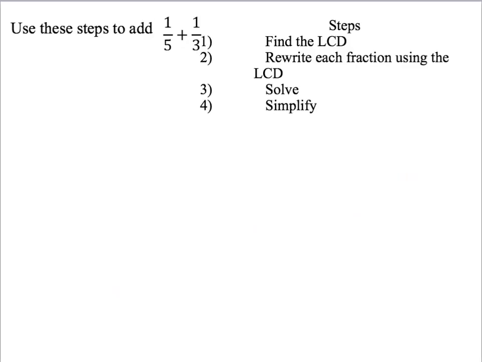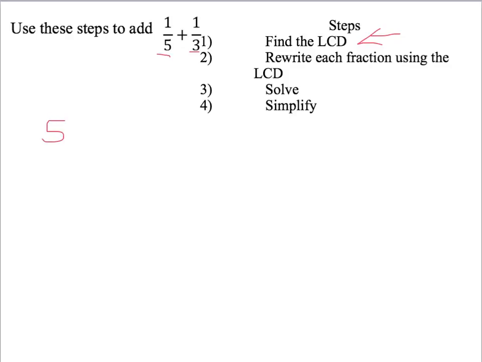Now we're going to use our steps. Find the lowest common denominator, rewrite each fraction using the lowest common denominator, solve and simplify to add the two fractions, 1/5 and 1/3. So our first step is to find the LCD. So let's do that. To find the LCD, like we did on the last slide, we have to find the lowest common multiple of 5 and 3, because they're the denominators of our fractions.